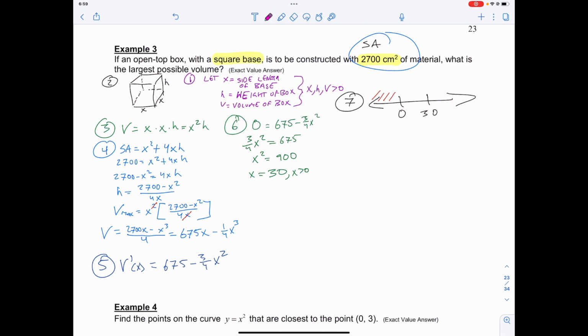And we're going to pick a number in here, so say 1 and 40. And we take v prime of x. When I sub in 1, I get a positive number. When I sub in 40, I get a negative number, which means that v of x is going to be increasing and then decreasing, and this is going to be a max.